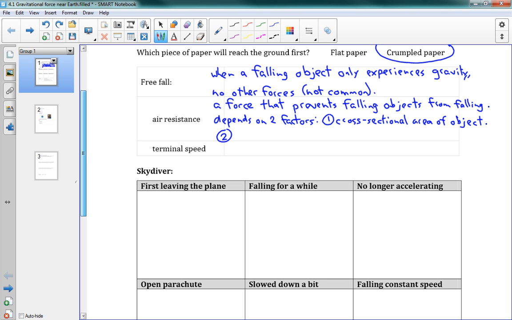And the second thing that matters is the speed of the object. So the faster something is going, the more air resistance it experiences. And that's important because as something falls, it gets faster and faster, but the air resistance gets larger and larger. So eventually that air resistance ends up balancing the gravity, and you reach this point where they're perfectly balanced and it doesn't speed up anymore. That's called the terminal speed. So this is the maximum speed of a falling object.